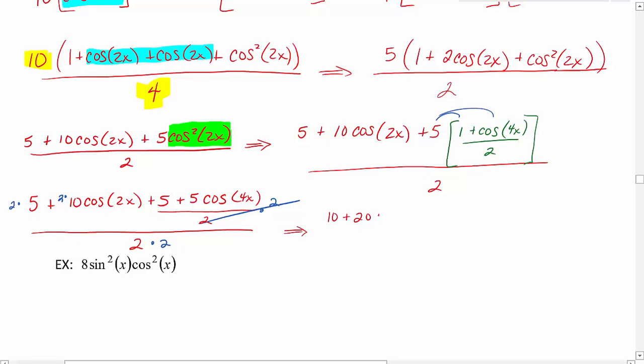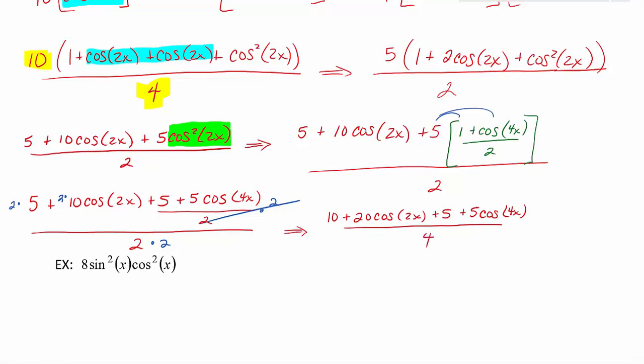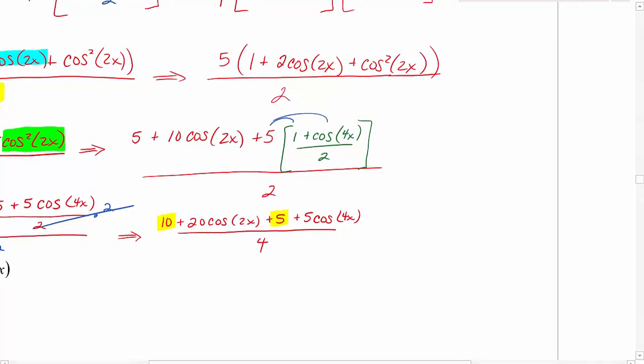10 plus 20 cosine of 2x plus 5 plus 5 cosine of 4x, all over 4, and the very last thing we can do is combine these constants here. It's going to give us a final answer: 15 plus 20 cosine of 2x plus 5 cosine of 4x, all over 4.